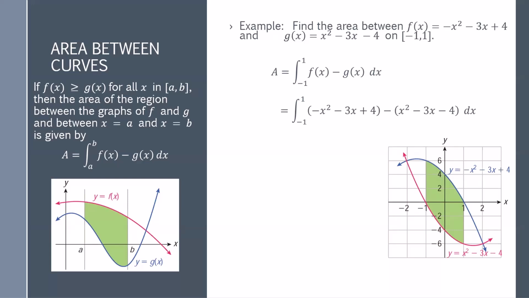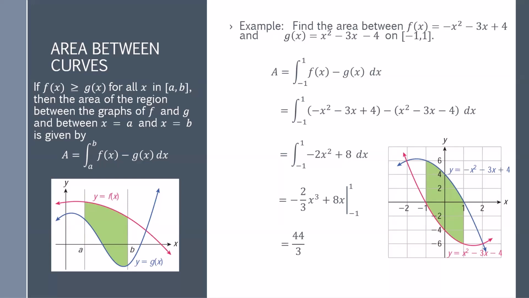which is equal to the integral from negative 1 to 1 of negative x squared minus 3x plus 4 minus (x squared minus 3x minus 4) dx. Simplifying and combining like terms, we get the integral from negative 1 to 1 of negative 2x squared plus 8 dx. The antiderivative, of course, is negative 2/3 x cubed plus 8x, evaluated from negative 1 to 1. And once we evaluate, we get 44 over 3.